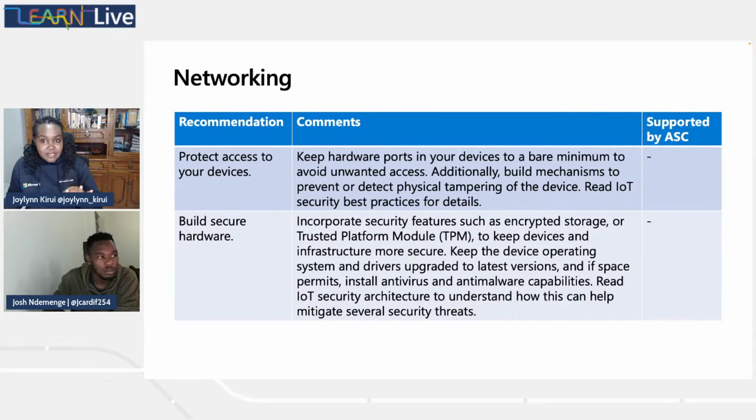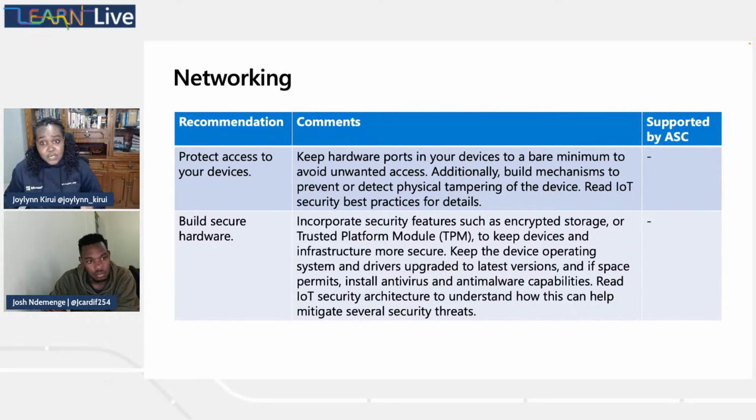So in networking, the two recommendations are to protect access to your devices. Keep hardware ports in your devices to a bare minimum. I've seen a scenario where you've hardened, you have encrypted communication, but once you have this particular port available, if I just plug in, I have access to your firmware, I have access to your backend completely. And in such a case, you've not controlled access to that device. So as in, it's as good as compromised. So we have to make sure that you build in mechanisms to prevent physical tampering of the device.